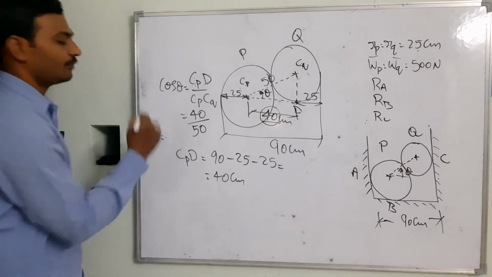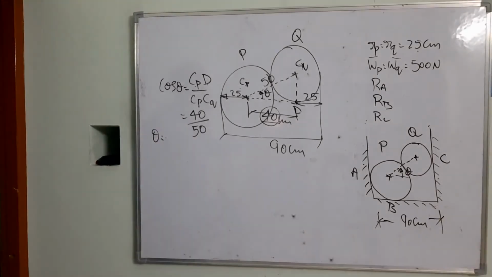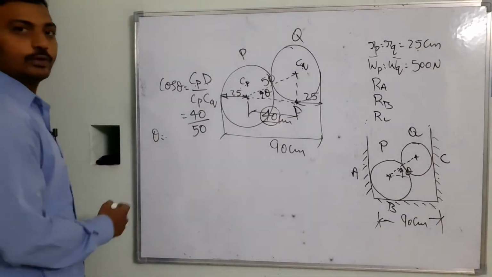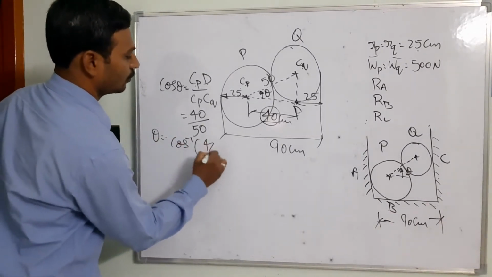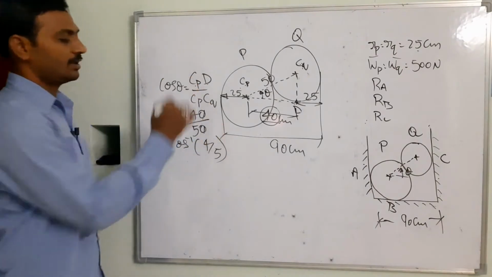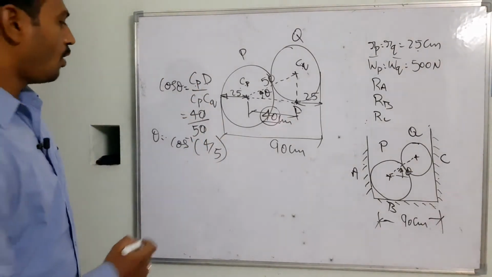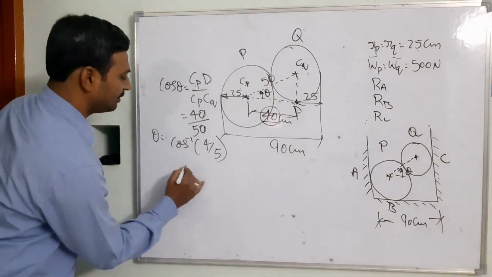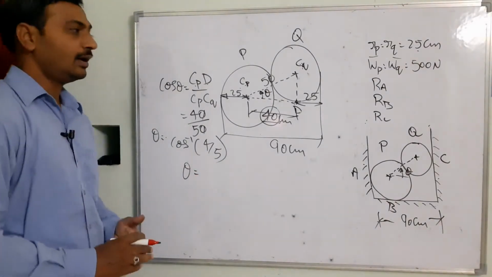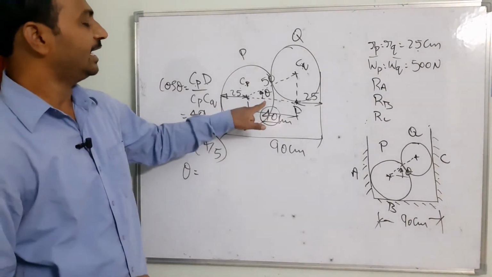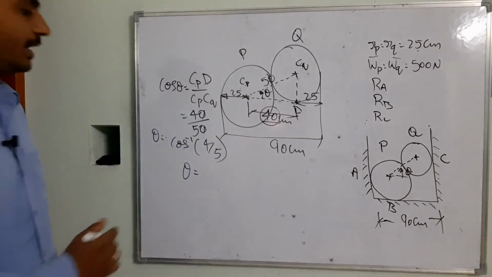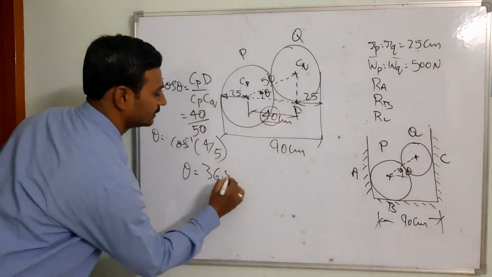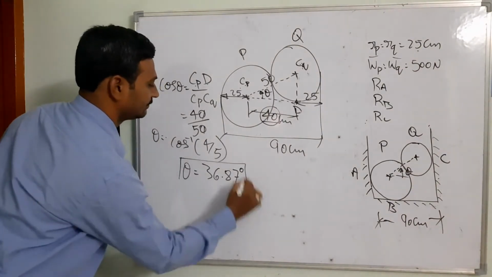Then what is the value of theta over here? So theta is equal to cos inverse of 4 by 5, when I cancel the 0. After simplification, the value of the inclination to the horizontal plane that I am going to get is around 36.87 degrees. Can you see?